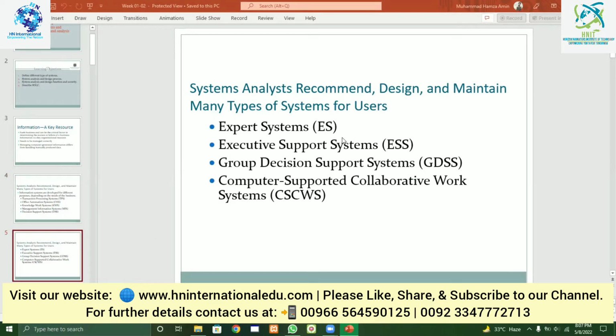Expert systems are about military systems. These are expert systems. Okay. Executive support systems are the systems that help execute the executive's tasks, like the tasks that a CEO must do for the company. These are executive support system tasks.